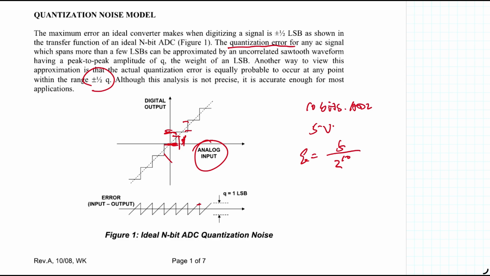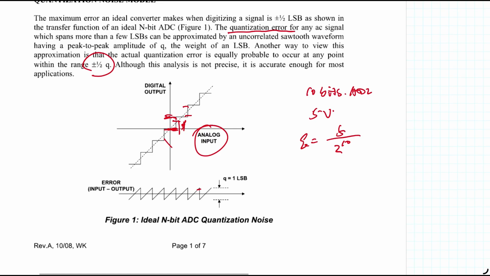What is the error due to this quantization problem? If we plot it, the input signal, which is the analog signal in a continuous domain, is a straight line in this case, and we subtract the output, which is tiny steps. What you are left with is very similar to a series of triangular waves. The peak-to-peak value here is 1 LSB, that's 1 Q, one least significant bit.